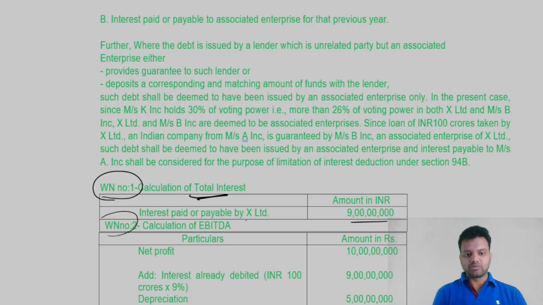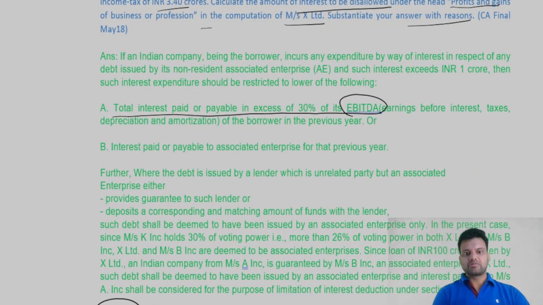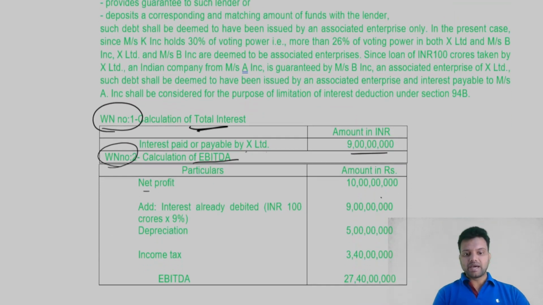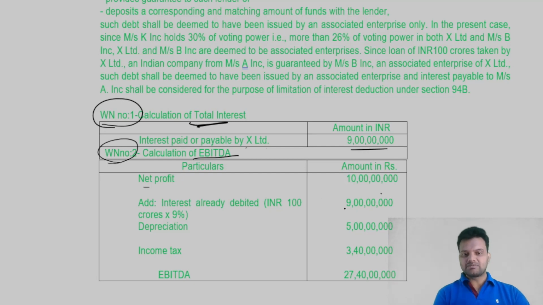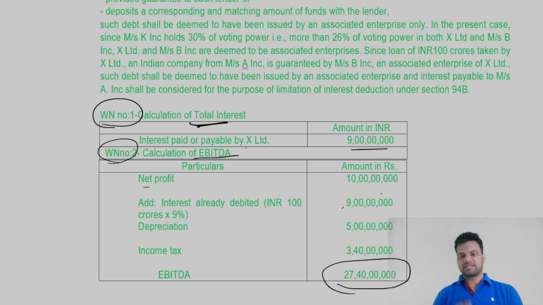And working note number 2, calculation of EBITDA. They have given the net profit to you. To that net profit, you need to add back interest which is already debited, depreciation, income tax, and amortization. In this question, amortization was not there. If it is there, you need to add back that as well. So the EBITDA we got is 27 crores 40 lakhs. So you have these two things now, and you can calculate the disallowance part, the excess interest, very easily.